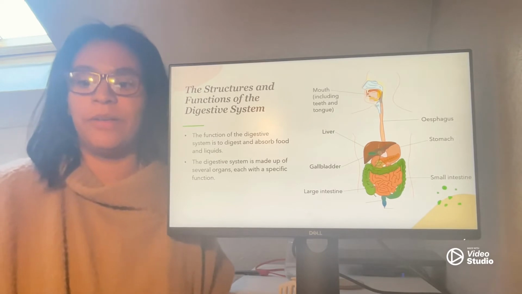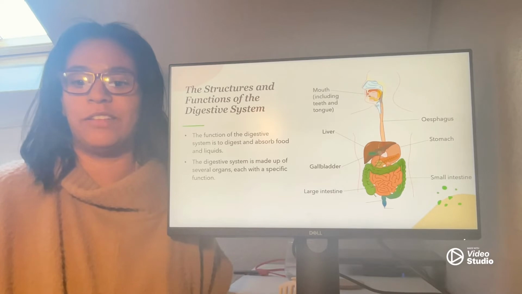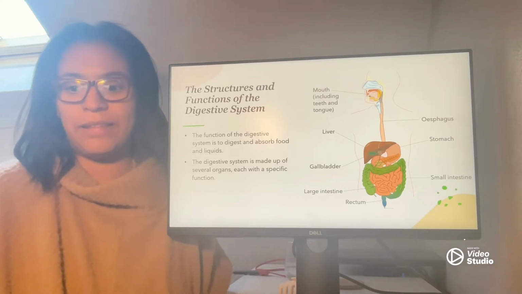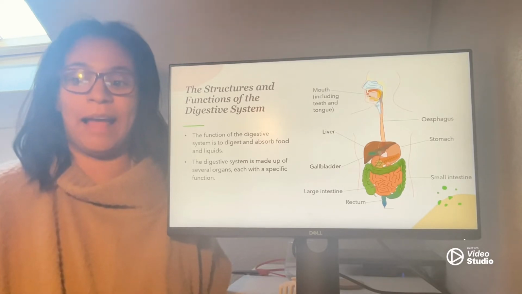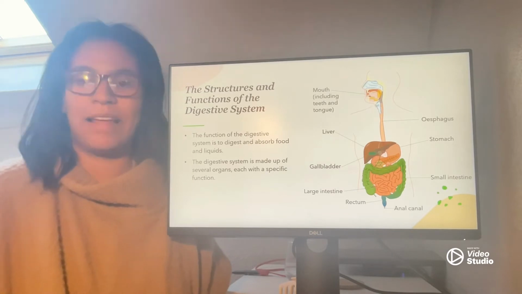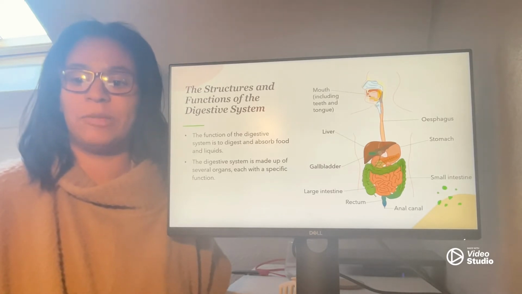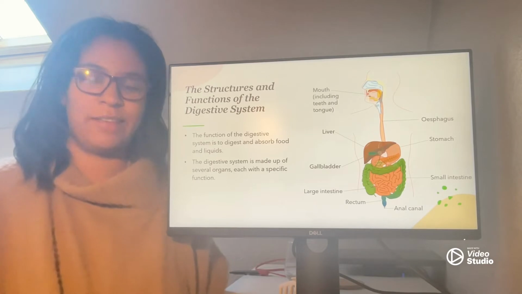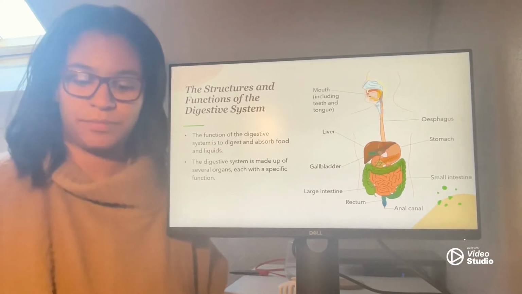the sigmoid colon, which has a muscular wall that contracts and increases pressure to allow the stool to move into the rectum. The rectum is near the end of the digestive system and acts as a storage space for feces. And lastly, the anal canal, which is a terminal part of the digestive system and where feces is excreted from.